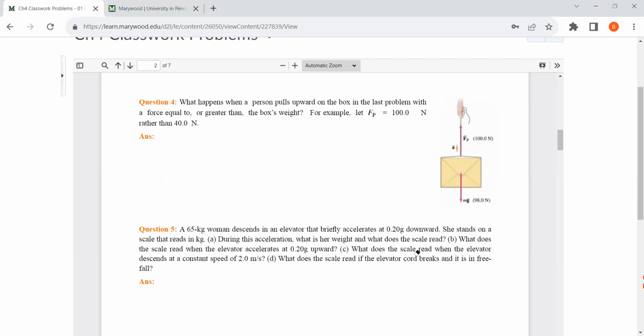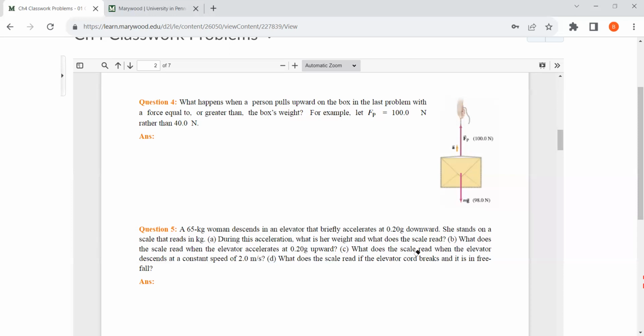In this problem it says, what happens when a person pulls upward on the box in the last problem with a force equal to or greater than the box's weight? For example, let P equal 100 Newton. So what happens if someone pulls it with 100 Newton of force? Because the box's weight is 98 Newton, 100 Newton is higher, so it will be moving upward.